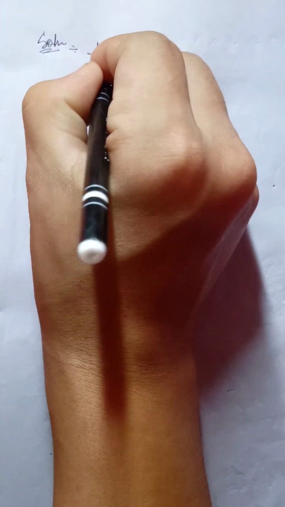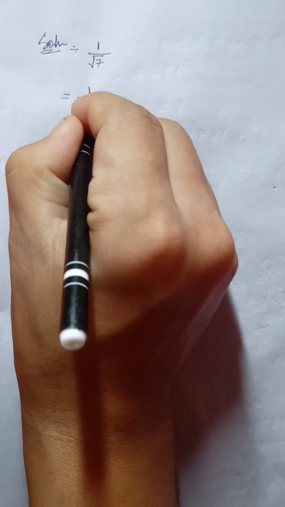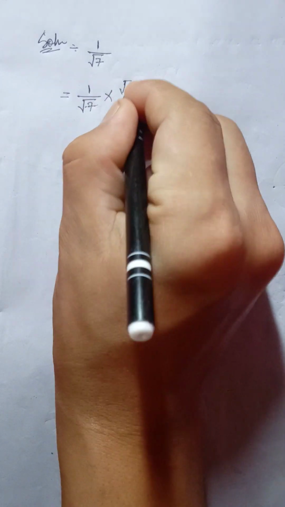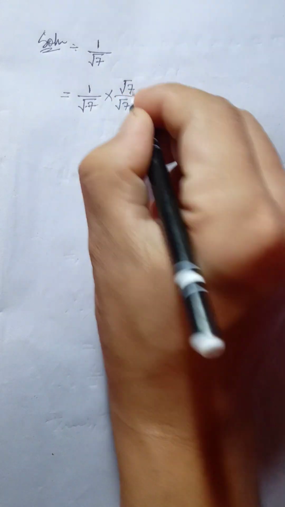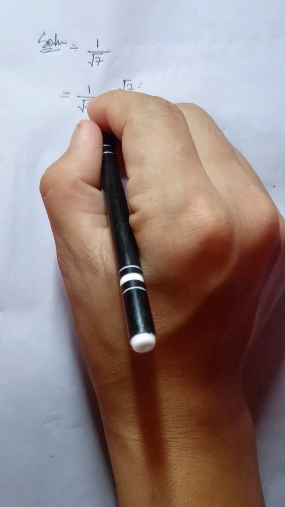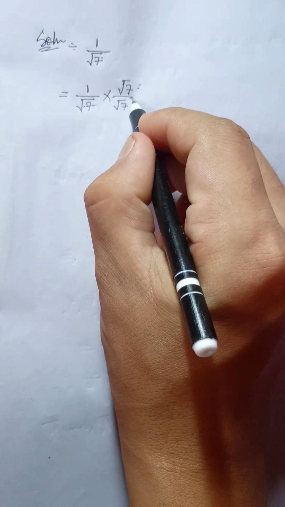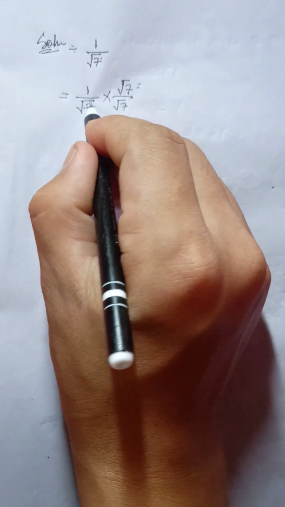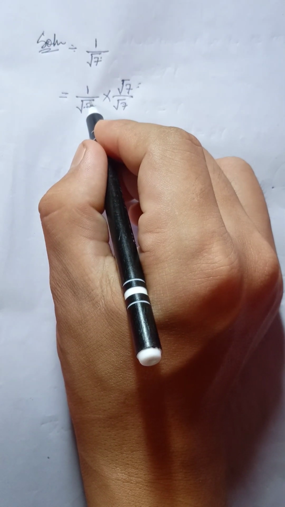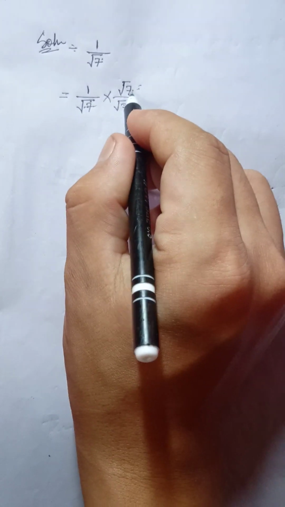Then let us proceed to the first problem. Solution: we have 1 by root 7. Let us multiply by root 7 by root 7. Since root 7 divided by root 7 is 1, multiplying by 1 gives back the same number. The reason I wrote it here is to convert this irrational number into a rational number.